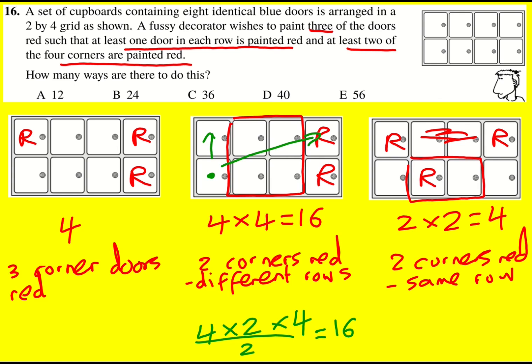3 red with the corners, 2 red in the corners in different rows, or 2 red in the corners in the same row. They've led to slightly different outcomes. Add these up. So overall, we've got 4 plus 16 plus 4 gives us our answer of 24. Well done.